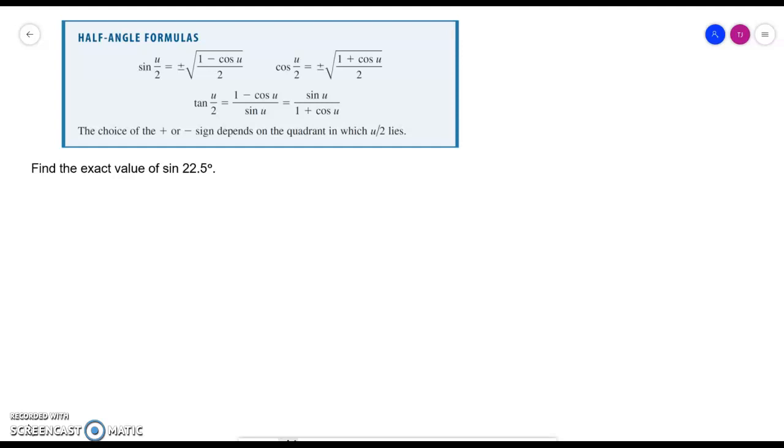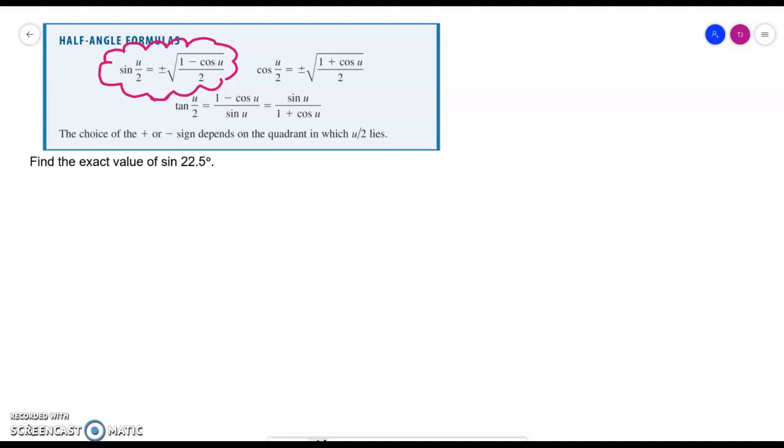We have a half-angle formula for sine. And our half-angle formula for sine says that if we have sine of u over 2, and that u can be a radian measure or a degree, but if we have sine of u over 2, it's equal to plus or minus the square root of 1 minus cosine of u over 2.